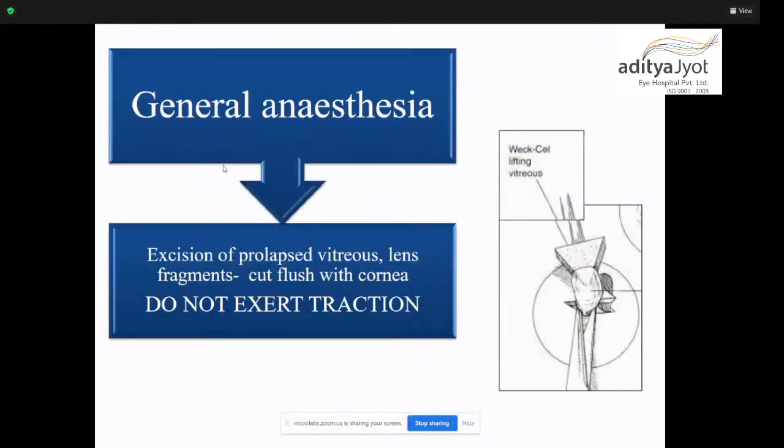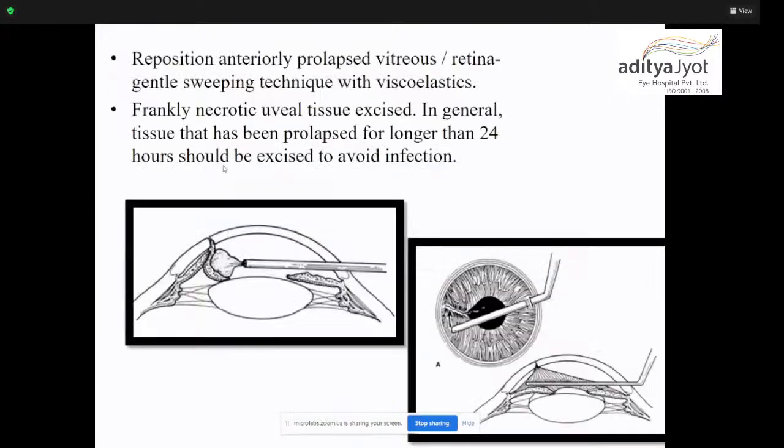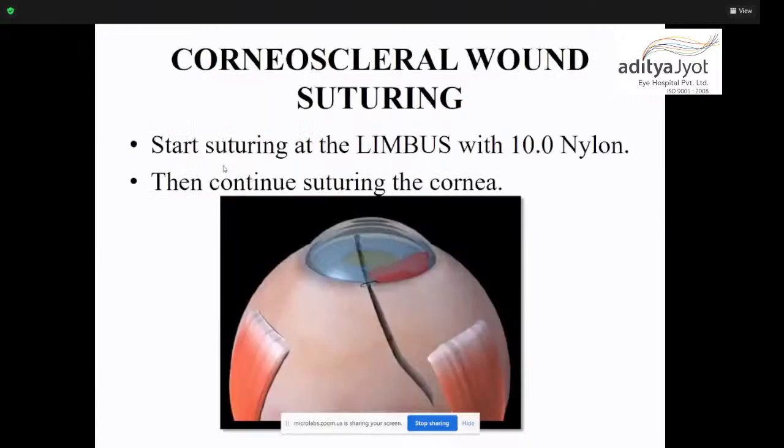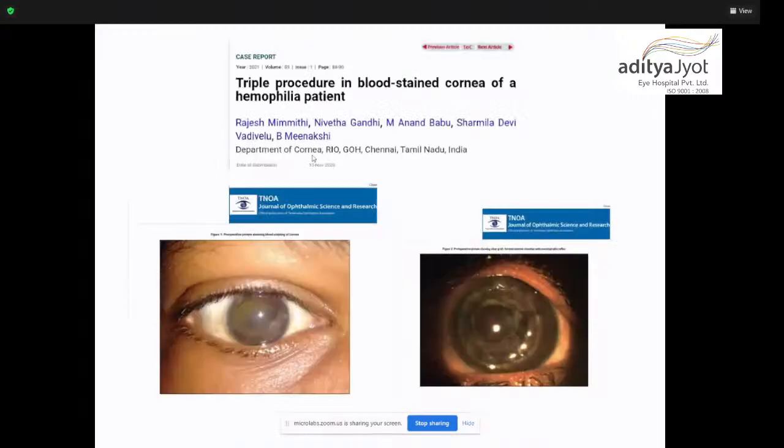Uveal tissue prolapse: whenever you're excising the uveal tissue, please do not pull the tissue or the vitreous. That can cause some traction, and later on you can have retinal complications. So you should not exert traction on the vitreous, and if it's a necrotic uveal tissue, if it's more than 24 hours, then you can abscise it. Corneoscleral wound suturing, again, you have to start with the limbus and then proceed to the corneal side and then the scleral side.